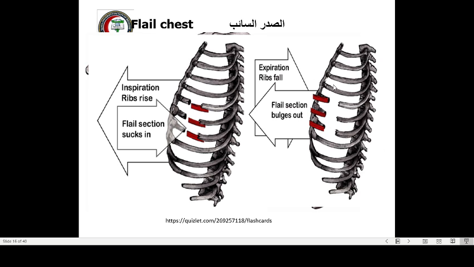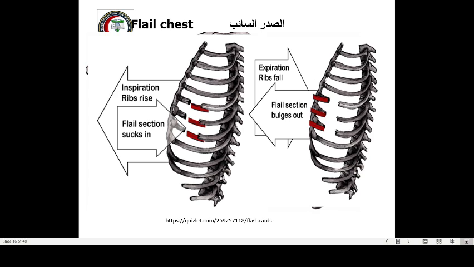In expiration, the reverse occurs. Here, the chest wall and the thoracic cage collapses. The pressure inside the chest rises, causing expulsion, bulging of the broken segments outside.